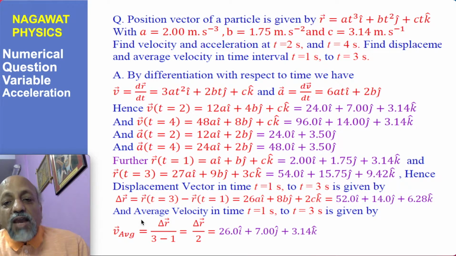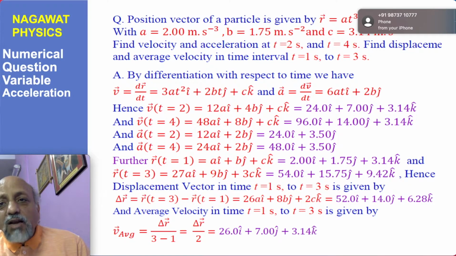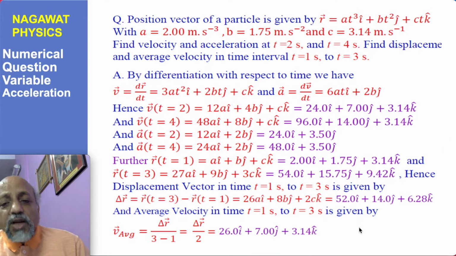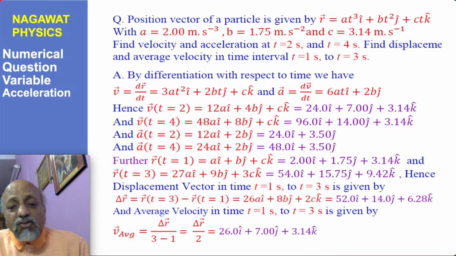And to obtain the average velocity, what do I have to do? I have to divide it by the time interval. So it's a very simple case: the average velocity is obtained by the division of the displacement vector by the time interval, and so we get 52.0 i cap plus 14.0 j cap plus 6.28 k cap divided by 2, which is equal to 26.0 i cap plus 7.00 j cap plus 3.14 k cap as the average velocity.